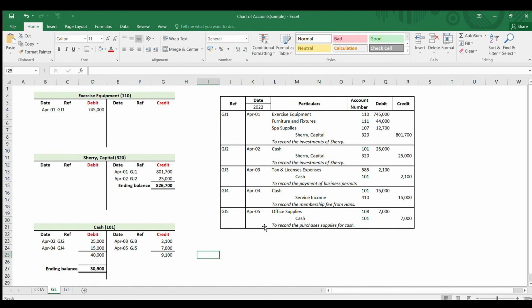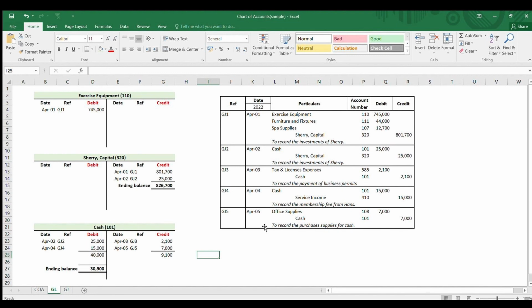Let's now proceed to the third account, which is cash. As you can see in our previous example in the General Journal, cash was recorded several times. On April 2, there was a debit entry amounting to 25,000. We will post that in our General Ledger, and it should be on the left side because it is a debit. Next, there was an entry on April 3. It is a credit amounting to 2,100. You will post it on the right side since it is a credit.